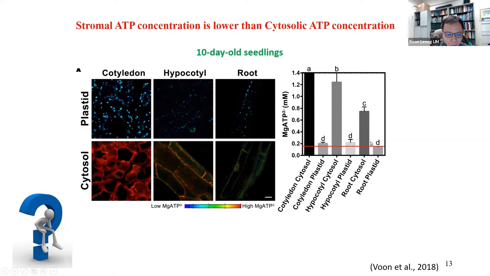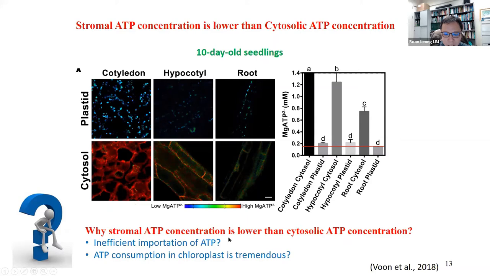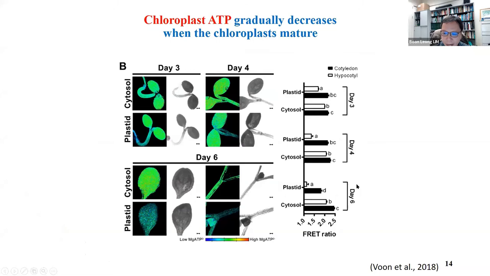So the question is, why is stromal ATP concentration lower than cytosolic ATP concentration? Is that because of inefficient importation of ATP, or is ATP consumption in the chloroplast tremendous? So we looked at plants of different ages: 3-day-old, 4-day-old, and 6-day-old seedlings. We can see that in the plastid, in hypocotyl and cotyledon, at 3 days old it is comparable to the cytosol, but the plastidic concentration starts to decrease when the seedlings mature, whereas the cytosolic concentration remains stable.